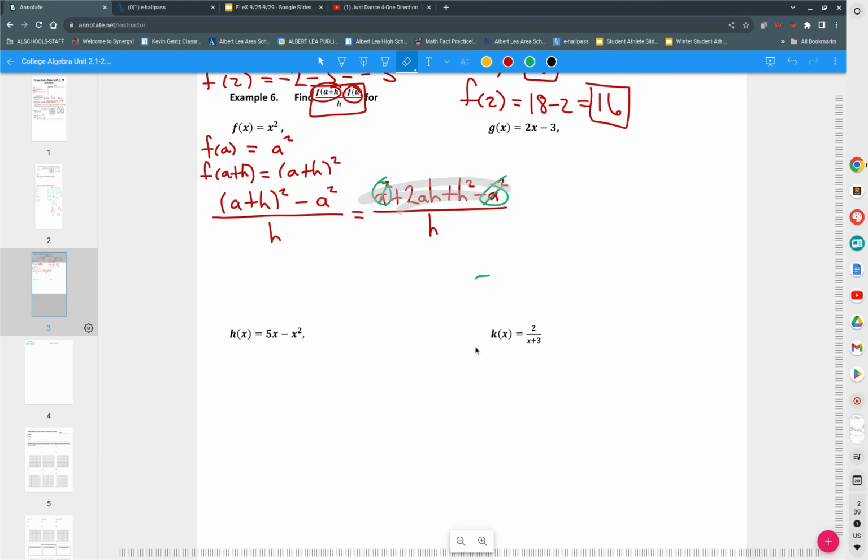We'll do the same thing here. Even though the function is named g, I'm just going to use the letter f. F of a plus h. So f of a is easy. I just simply plug in a for x, and I get 2a minus 3. And if you plug in the a plus h, 2 times the quantity a plus h minus 3.